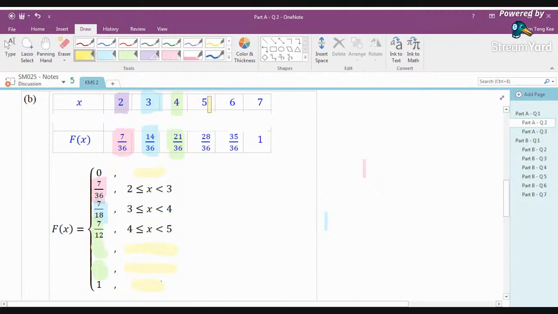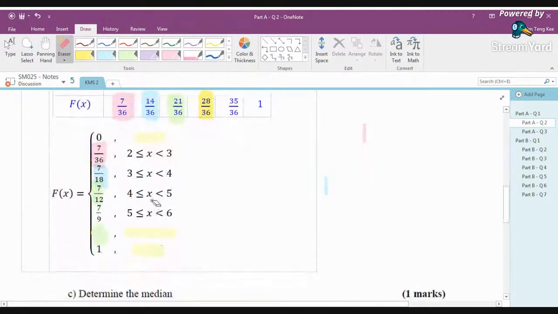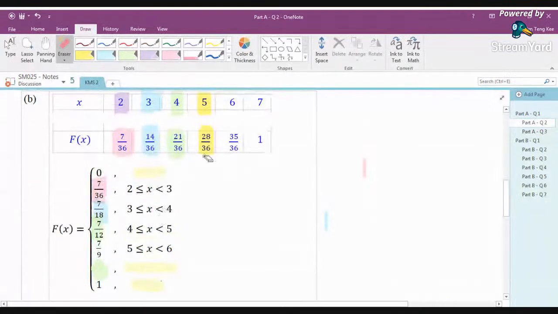Same idea, from 5 until before 6, I have 28 over 36. 28 over 36, when you simplify, I have 7 over 9. So 7 over 9 is start from 5 and before you reach 6. Start from 5 before you reach 6.